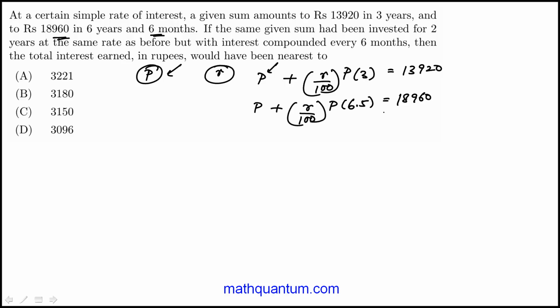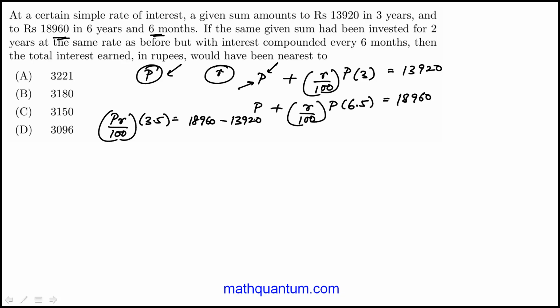Now, the easiest way to solve this, in my opinion, I mean, you could certainly factor P, divide the equations, but that's too much work, is to subtract the top one from the bottom, and you would get PR over 100 times 3.5 and then 18,960 minus 13,920. So we want to reduce our computational work as well.